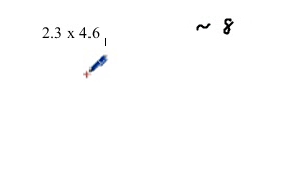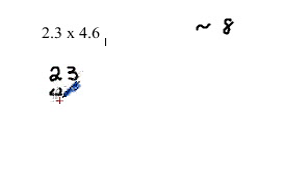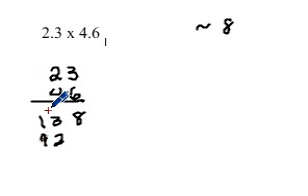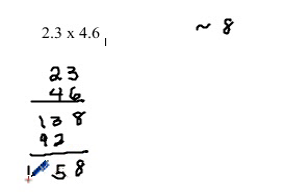Okay, so the second thing I do is I can just multiply these numbers without the decimals. 6 times 3 is 18. Carry the 1. 6 times 2 is 12, 13. 4 times 3 is 12. Carry the 1. 4 times 2 is 8 plus 1 is 9. And let's add those together. 8. 3 plus 2 is 5. 9 plus 1 is 10.